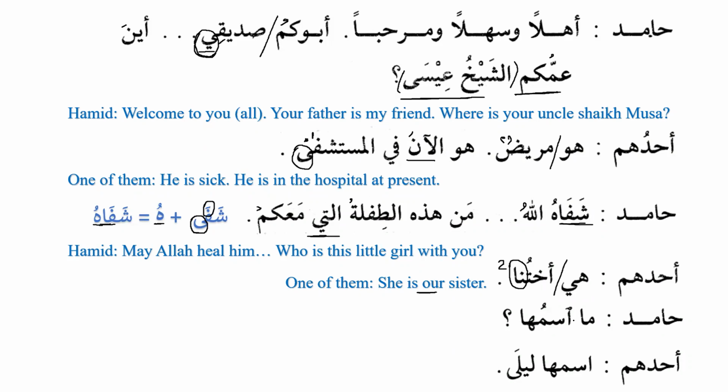Hamidun, Hamid. Masmuha, what's her name? Ahaduhum, one of them. Ismuha Layla, her name is Layla. So these are small, beautiful sentences. I'm sure, inshallah, now you know the translation, and you know how to make a nominal sentence.